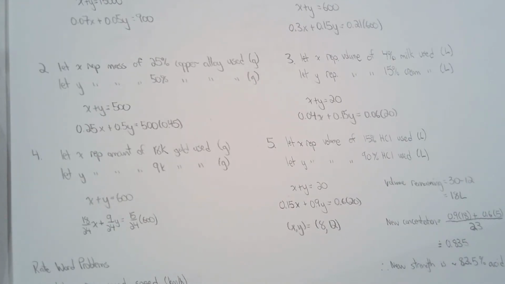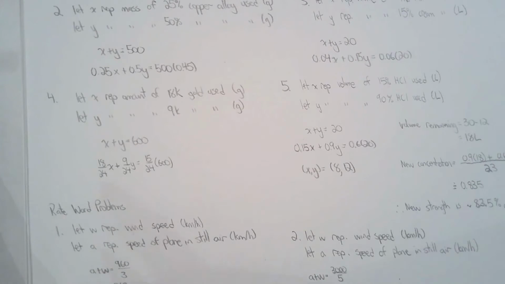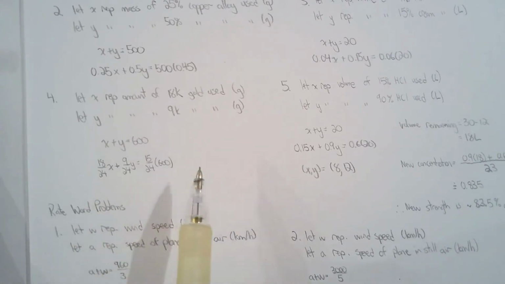Pure butter fat. Okay. For number four, we just have a variation on it. It's pure gold. So 15 over 24 is pure gold. So you take 600 and multiply by that ratio. Of course, you can simplify this equation. Your equation could look very different, but as long as the equation is equivalent, then the systems are equivalent.